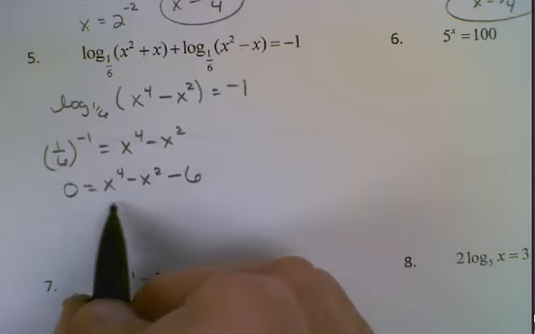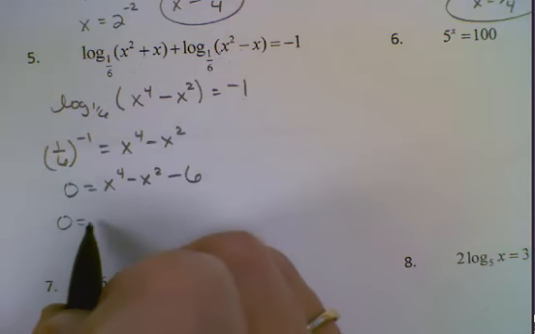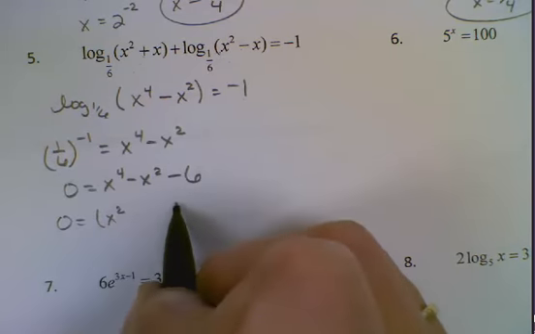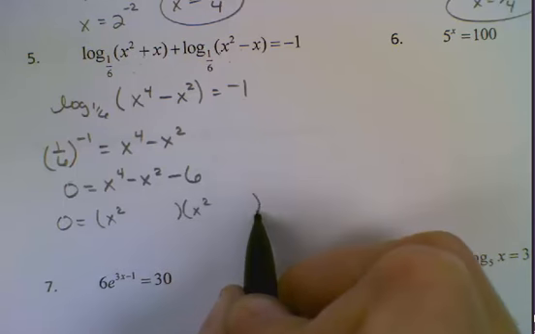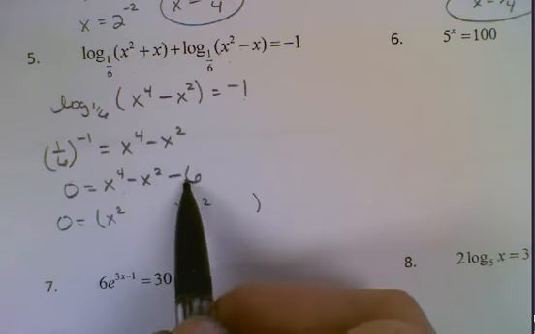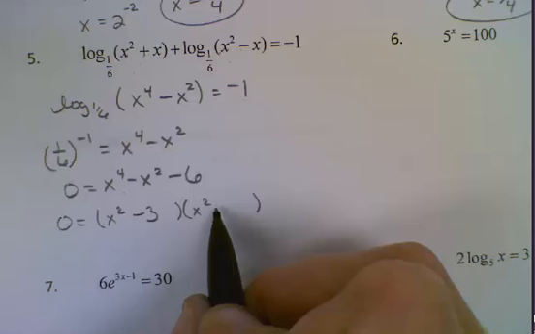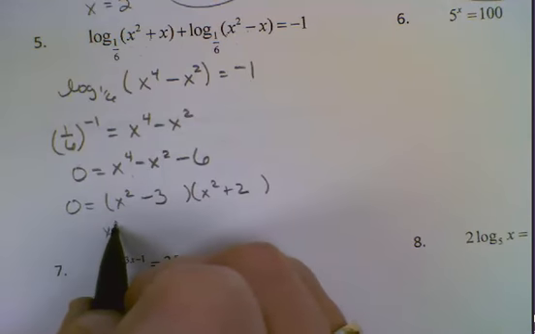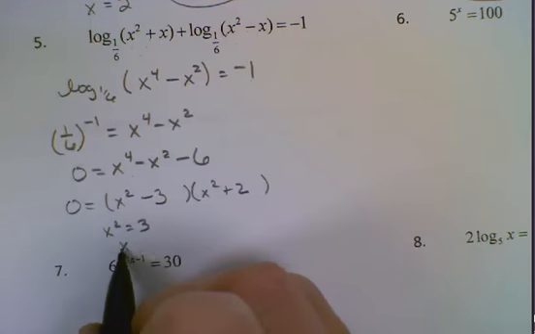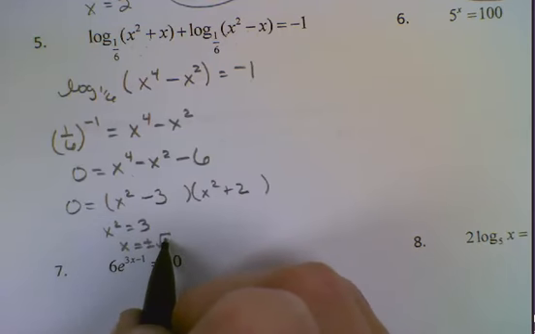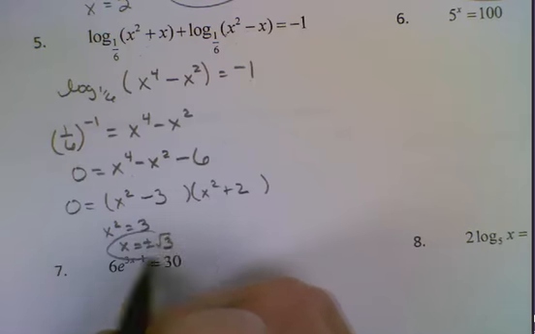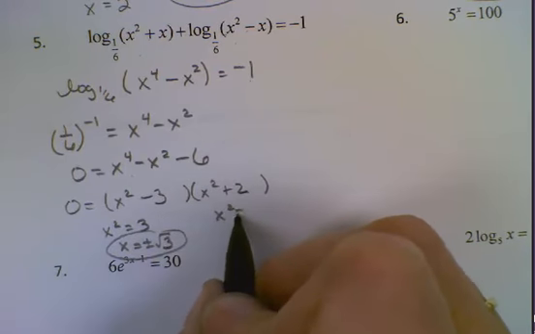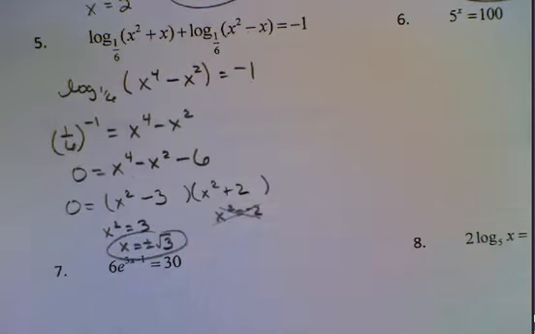And so this is a quadratic. You should be able to factor it. If I take x squared times x squared, I'm going to get x to the 4th. To get negative 6, I'm going to take negative 3 and plus 2. So I get x squared equals 3. So x is going to equal plus or minus radical 3, sorry. And over here I'm going to get x squared equals negative 2, and that can't happen.